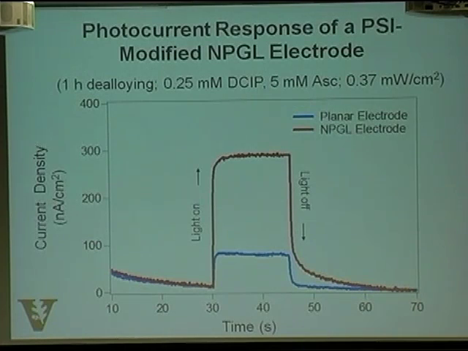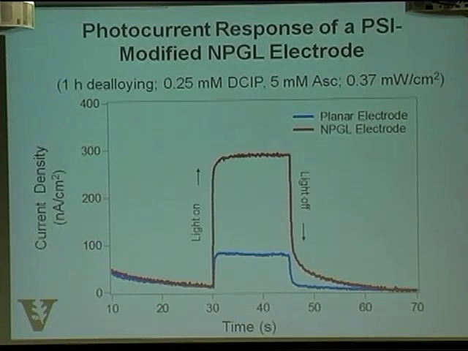Okay, so let's see how this works. The blue here is a flat gold electrode that we have in the dark, and then we turn the light on, and we see how much current it produces. The red is the nanoporous electrode. Notice that the nanoporous electrode wins here. We get a lot more. We get about 4 times more current from the nanoporous electrode.